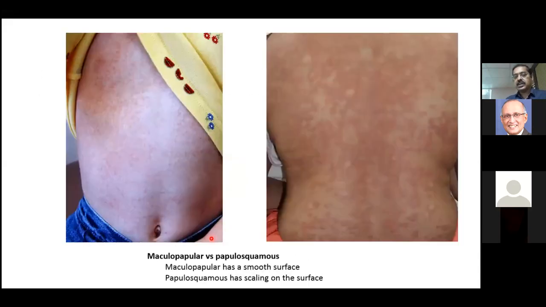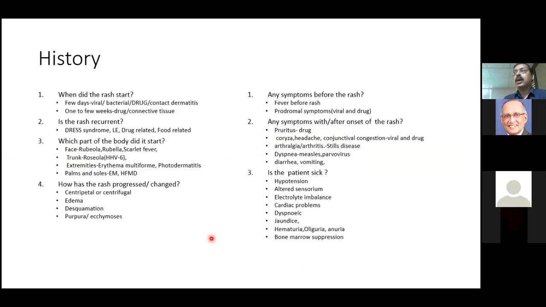Now, I have mentioned this, maculopapular versus papulosquamous. How do you differentiate? Maculopapular has usually a smoother surface and the papulosquamous has a scaling on the surface. Now, when you are encountering a patient with a maculopapular rash, there are a few questions. So I have made a small questionnaire which you can actually use in your clinical practice, right? So first ask the patient, when did the rash start? So a patient was apparently normal, when did it start?